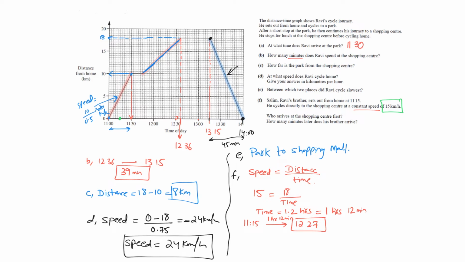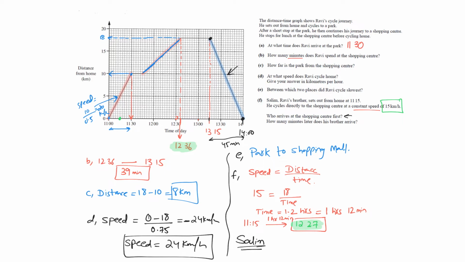Now we need to compare his time of arrival at the shopping mall with his brother Ravi. If you closely observe the graph, the time at which Ravi arrives at the shopping mall is 12:36, and Salim is arriving at 12:27, which tells you that Salim reaches first. So in the first part of the question, who arrives at the shopping center first, you will say Salim. Salim reaches first.